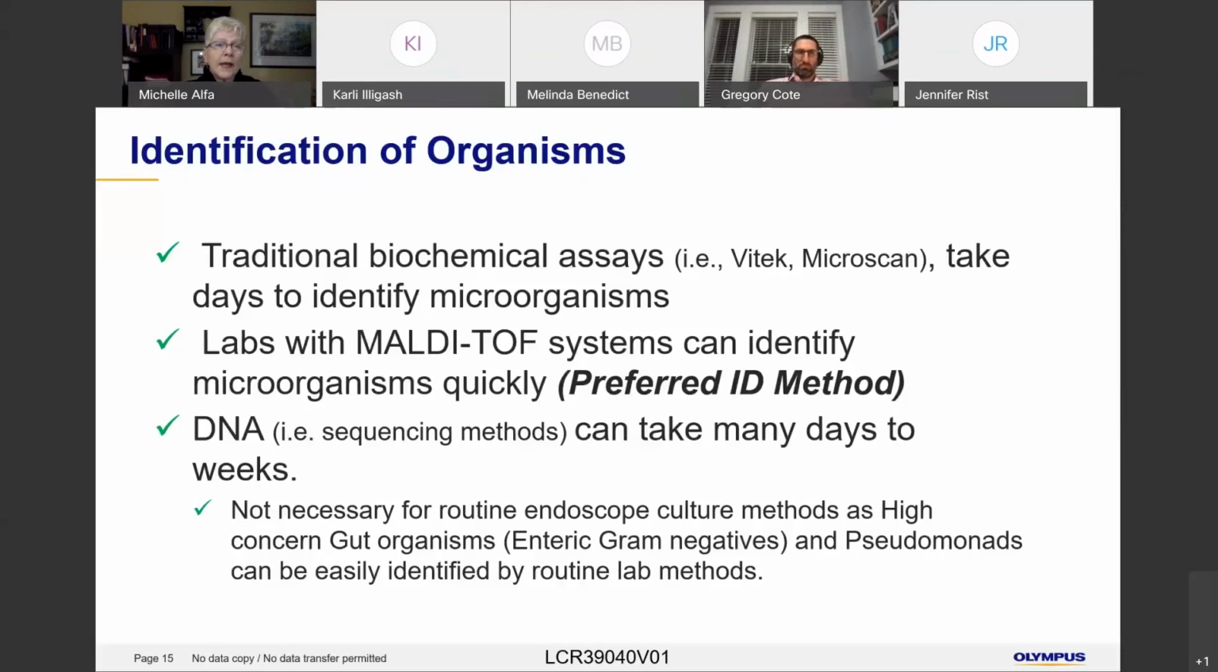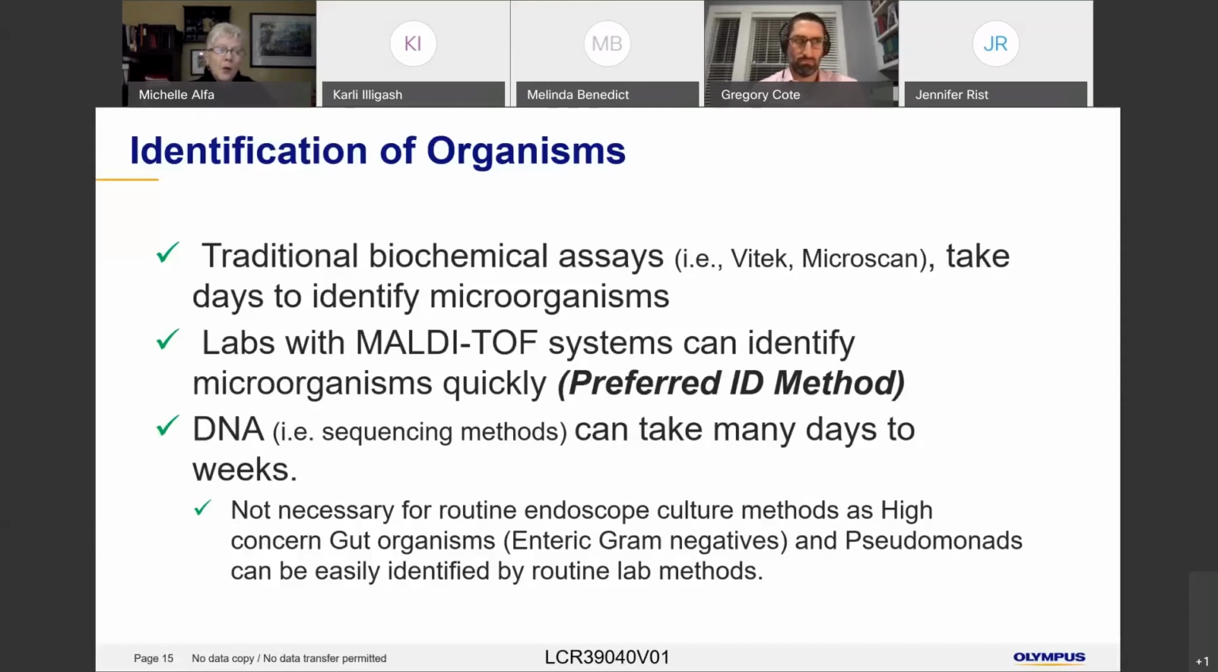So when you contact your lab, it would be good to know how long it would take them to give you some results. And the third bullet there, the DNA sequencing methodology, can take many days to weeks in terms of getting the results back. In my opinion, as a clinical microbiologist, I don't think it's necessary for routine endoscope culture methods for high concern gut organisms and for the pseudomonads or the gram negatives that might contaminate the AER system. Those most of the time can be easily identified by routine lab methods, and MALDI-TOF is very good. And the nice thing is you will get results back much quicker.